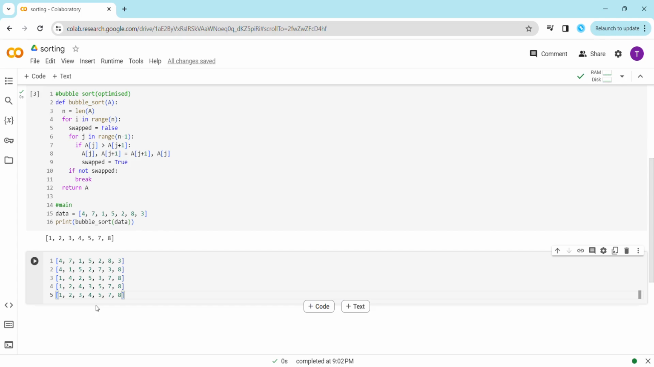Then the second largest. As seen in the optimized bubble sort, it keeps on moving until there are no swaps taking place and the bubble sort ends, leaving the number list fully sorted.